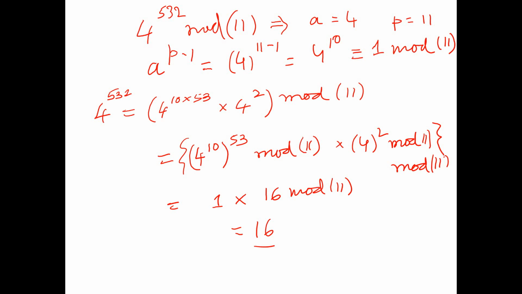16 mod 11. Final answer I am writing. This part is 16 only, no? So 16 mod 11, like this it will come. So basically what we mean is 4 to the power 532 mod 11 is equivalent to 16 mod 11. But you can only do it using the application of Fermat's theorem. Am I clear with this?